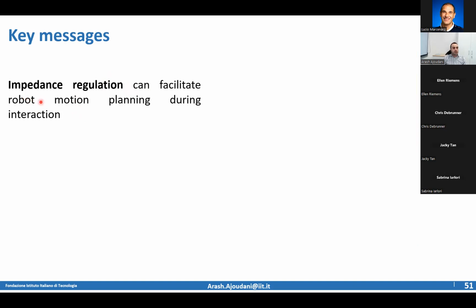Obviously, we humans use our touch and our impedance regulation a lot to perform contact-rich manipulation tasks that require motion planning. This can also facilitate the robot controller, and it will permit some level of uncertainty in the kinematic planning, and will let you perform with a high level of robustness and reliability.